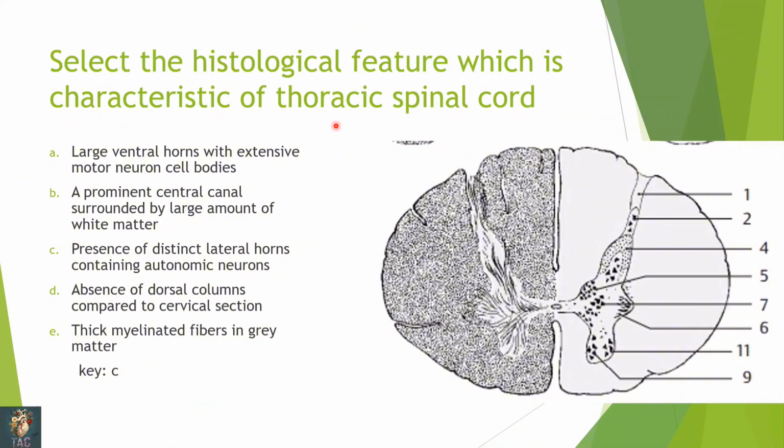So please remember that this is the thoracic spinal cord, and at the level of the thoracic spinal cord, the sympathetic system is present, and the neurons of the sympathetic system form the lateral horns. So distinct lateral horns are present at the thoracic level of the spinal cord, and option C is correct.